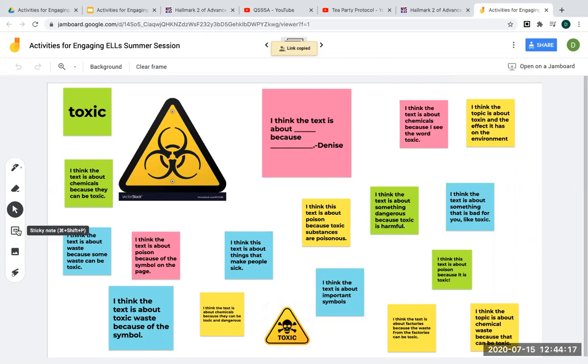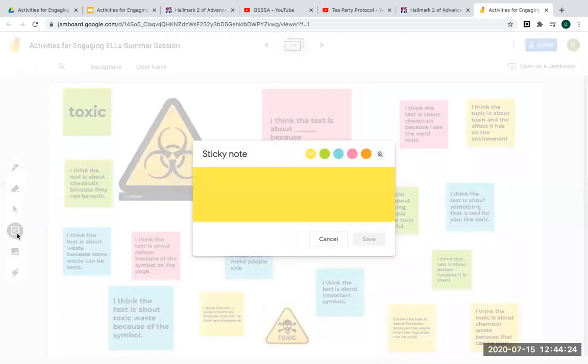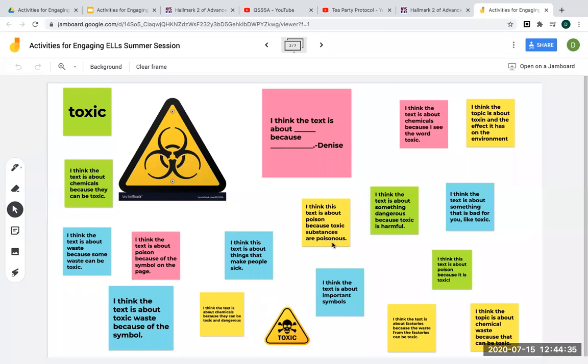So in Jamboard, you don't add a text box, you add a sticky note. Over here on the left, you see the tools, and one is a sticky note. And here is where you can require your students to put their prediction. And so you might have students working on different terms or different quotes at one time.